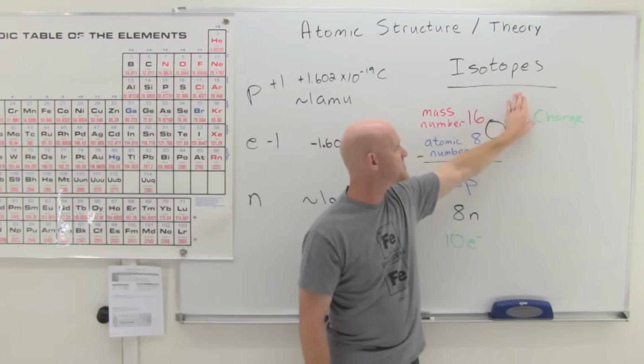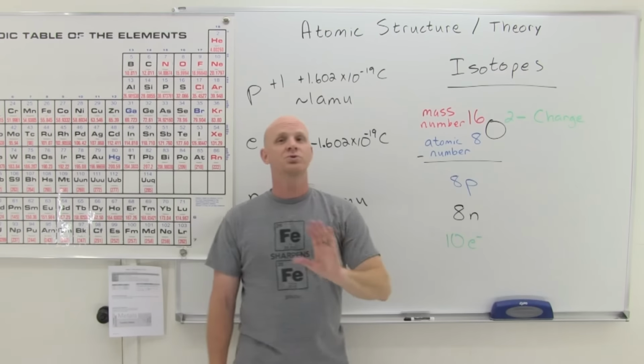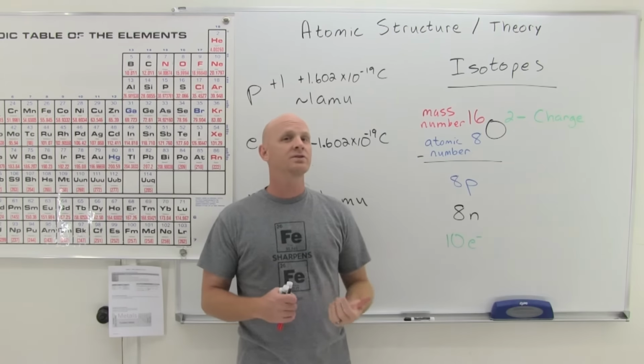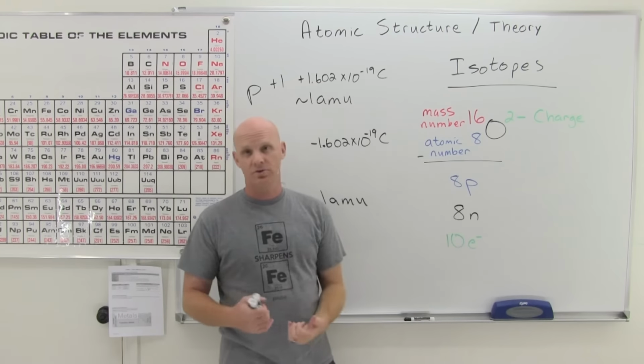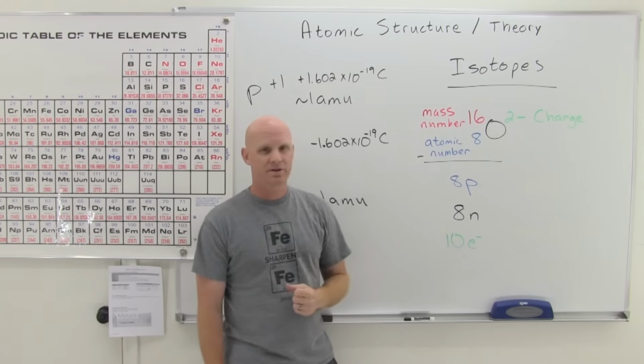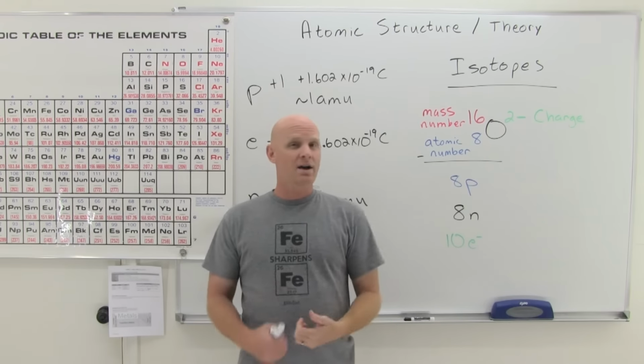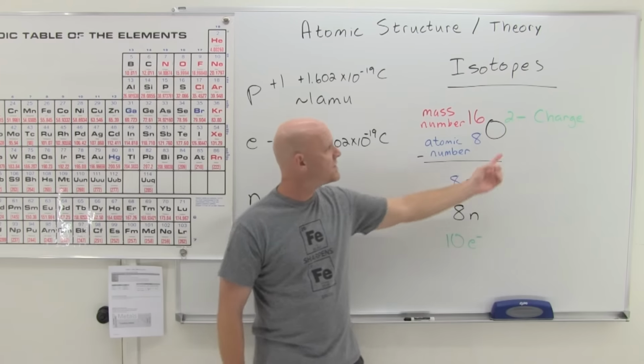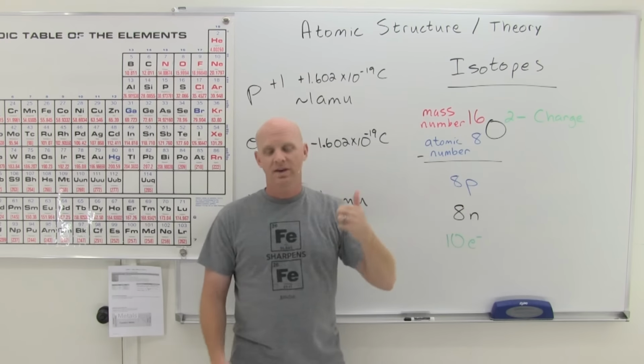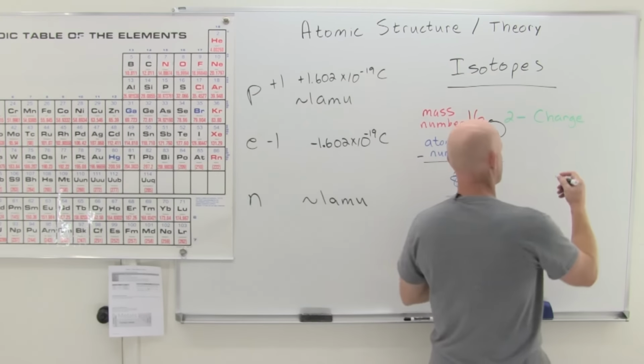And if there was no charge written here, you just imply that that's neutral, and therefore the number of protons and electrons must be equal, and that would have been 8 electrons in this case to match up with that atomic number. Now when you have a neutral atom, we call it an atom. Now when it has a charge though, like this one does, those get names, and we call those ions.